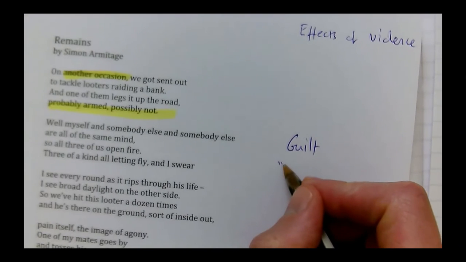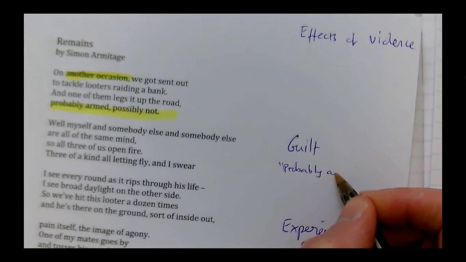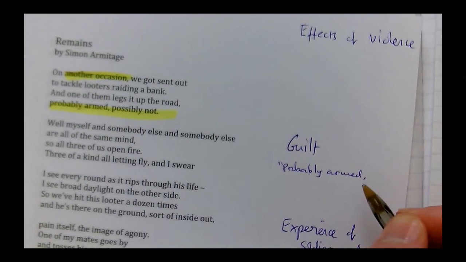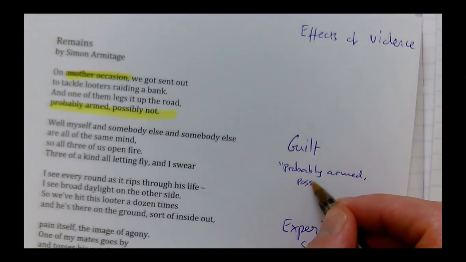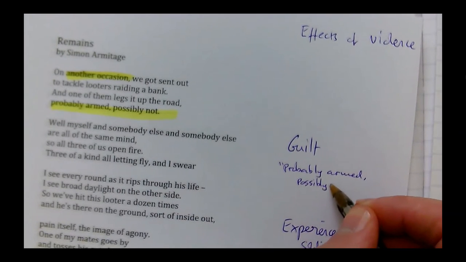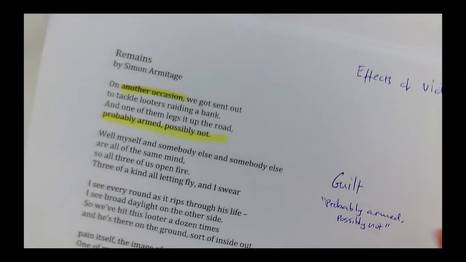Going into guilt here, because of course, if he shot a man who wasn't armed, then he wasn't acting in self-defense. He's committed murder. And that bothers him. He doesn't know whether he should have killed that man or not. He doesn't know whether it was right to fire. Let's keep going.